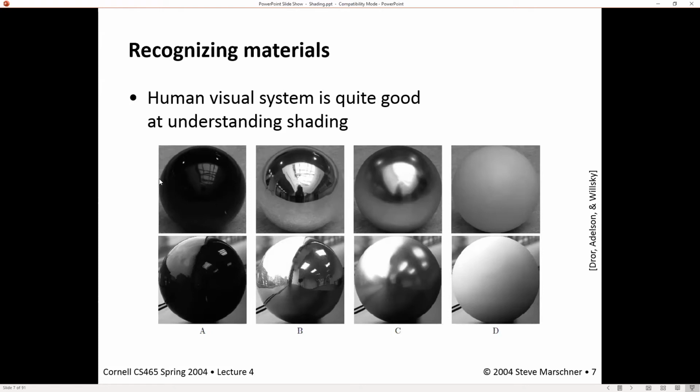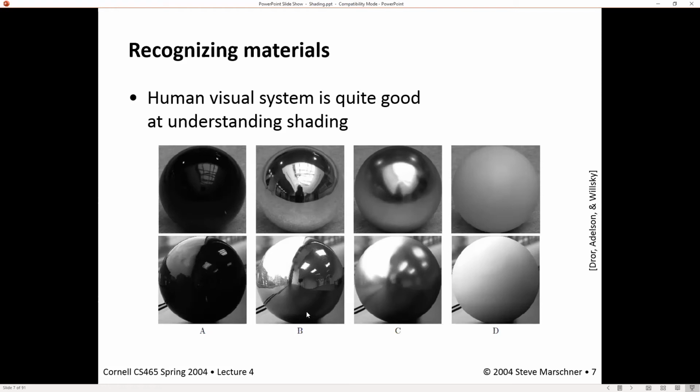So if I ask you which of these spheres have the same material, I'm sure you can all identify that the A spheres are similar and the B spheres are similar and the C spheres are similar and the D spheres are similar, in the sense that this is kind of diffuse like a ping pong ball, and this is black like the 8-ball in pool, this kind of thing.